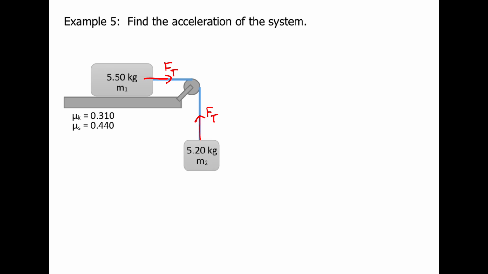All right, let's get some more forces listed on these objects. Let's start at mass number 1, the one on the table. What other forces are happening on this object number 1 on the table? Friction is happening, that's true, because I showed there's a coefficient of friction listed below. What else is happening on the one on the table? Gravity and normal is also happening on this one.